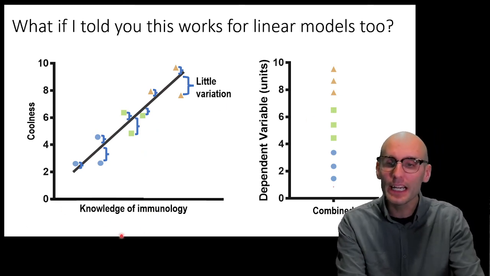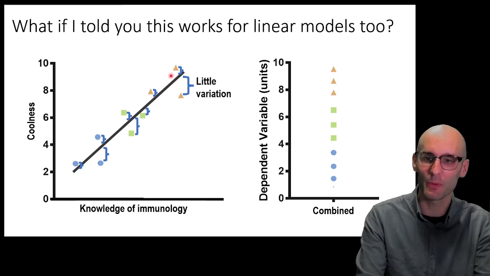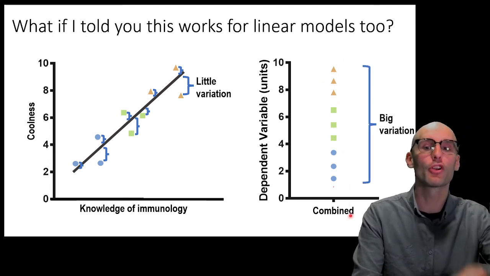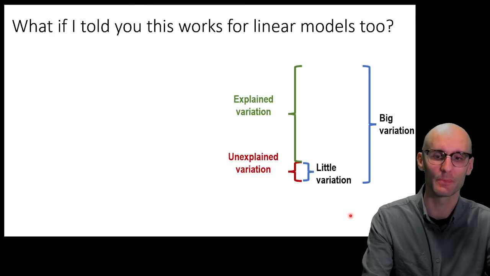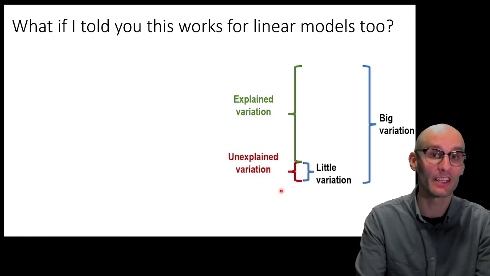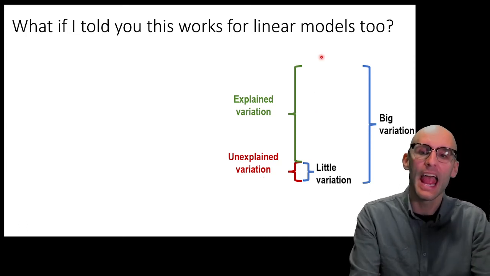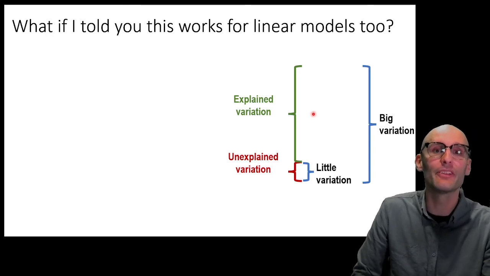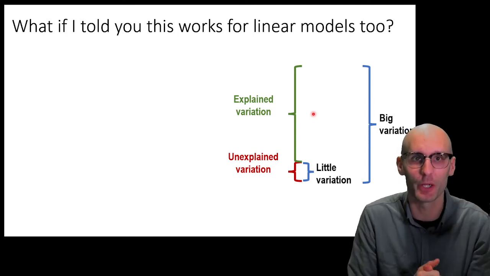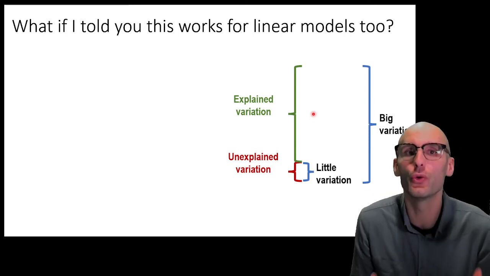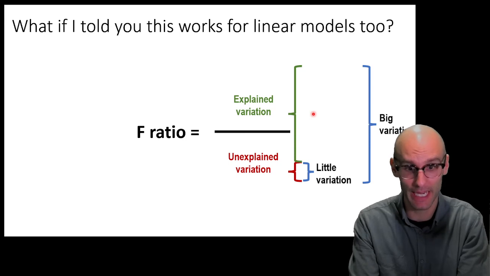But if we get rid of our explanatory variable, which is our knowledge of immunology, and we combine it all together, here's our data here. Each one of those corresponds to one of those. And you can see that we've got big variation here. So now when we compare these two, little variation versus big variation, we've got a very small amount of unexplained variation in coolness, and that's because coolness is really tightly related to your knowledge of immunology. And then we have a huge amount of explained variation. The variation shrunk massively once we incorporated the explanatory variable of knowledge of immunology into our data analysis. So then we can draw an F ratio there and come up with a significant p-value.